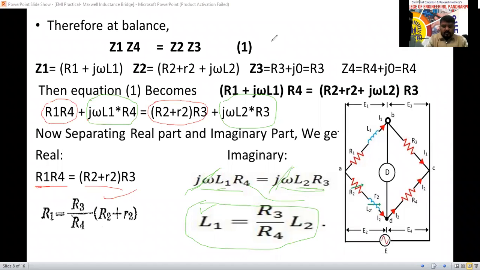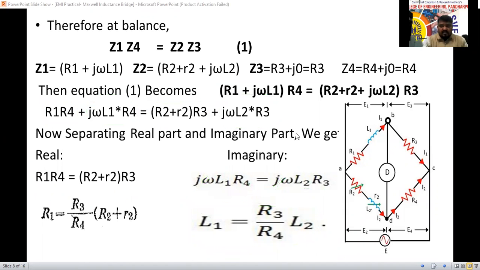Yes, sir. L1 equals R3 by R4 into L2, and R1 equals R2 plus R2, that is small r2, into R3 divided by R4. We can note down these equations here now. This is for the inductance bridge only, the Maxwell inductance bridge only.